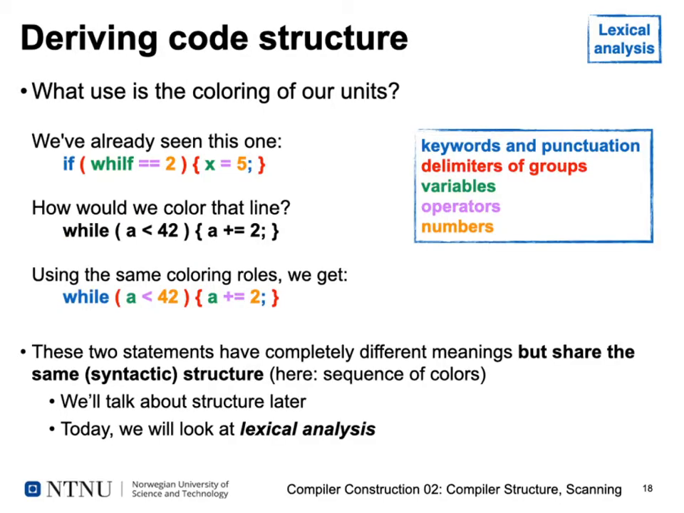So what's the use of this coloring we've applied? Now we've already seen the first line we've colored. So the question is, if we have a piece of different input code, how would we color that line? So we have this line in the middle here. While a is less than 42, a plus equals 2.